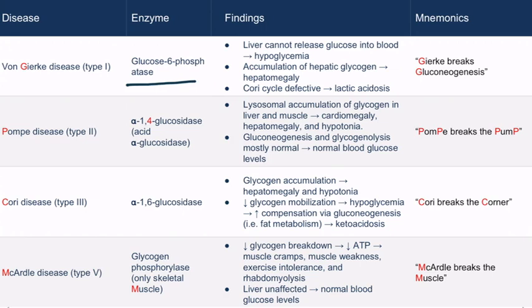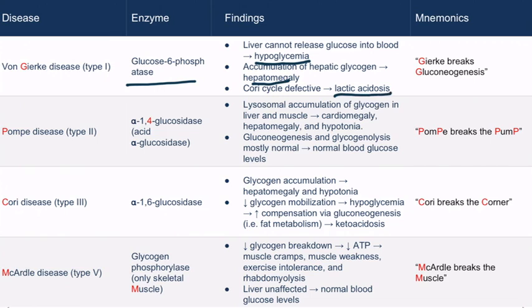This results in a decreased ability of the liver to release glucose into the blood, which can cause severe hypoglycemia. This makes sense. The final step in both glycogenolysis and gluconeogenesis is defective. As metabolites accumulate in the liver, this results in hepatomegaly. The Cori cycle is also defective, which results in lactic acidosis.